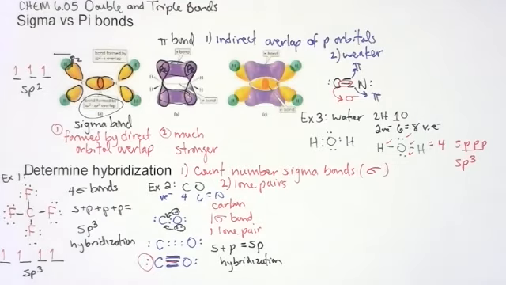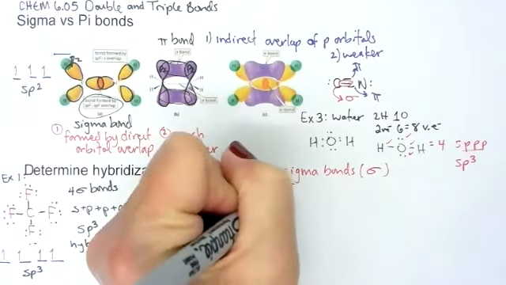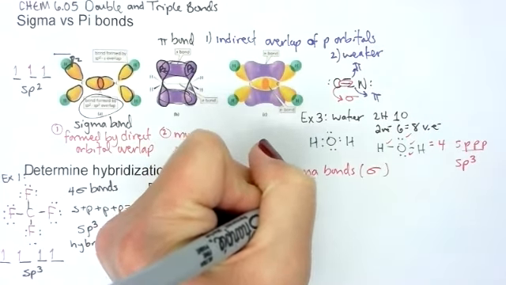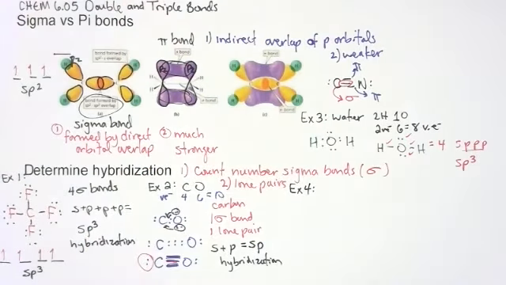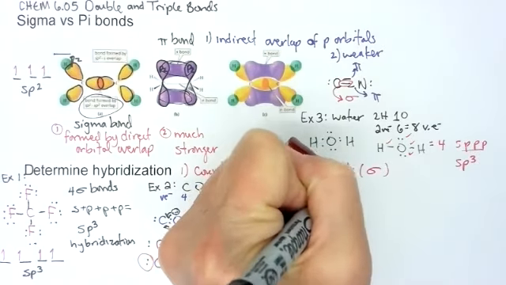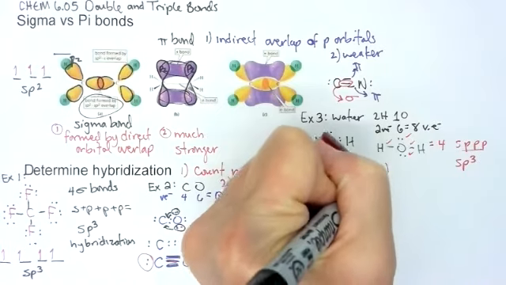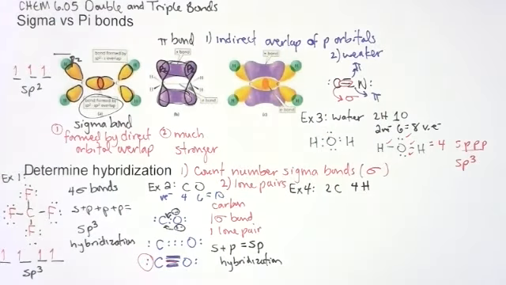Okay, example 4, let's do one more. And this will also give us some practice drawing Lewis structures. Let's do 2 carbon and 4 hydrogen. So pause the video and see if you can do this problem on your own, and then I'll walk you through it. Okay, welcome back. So let's look at the solution for this.